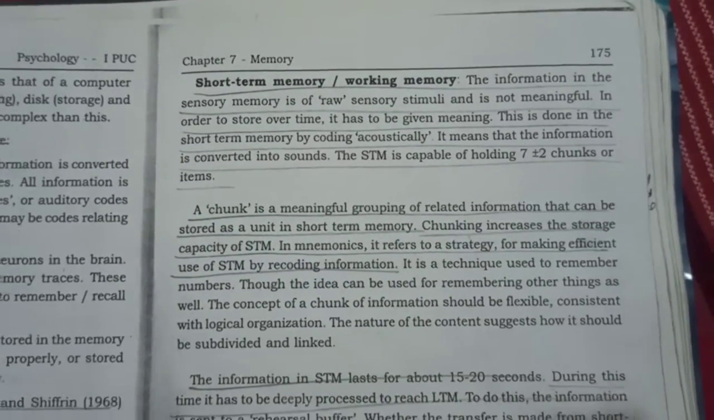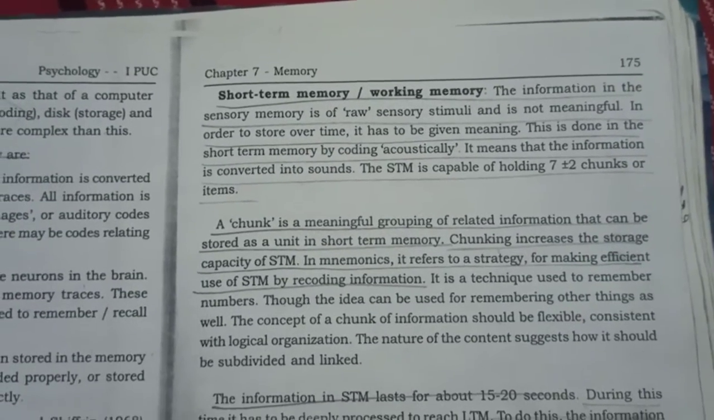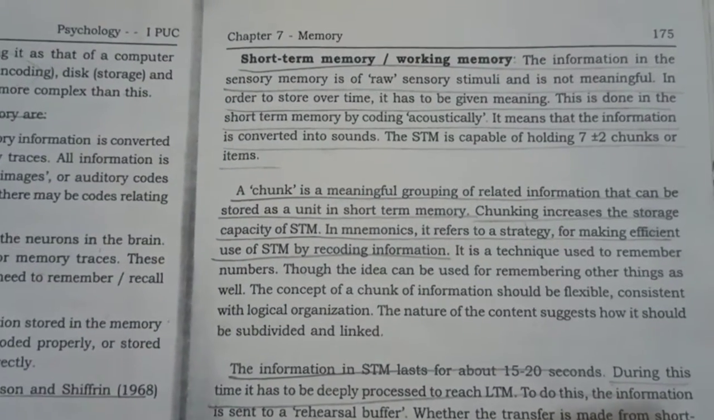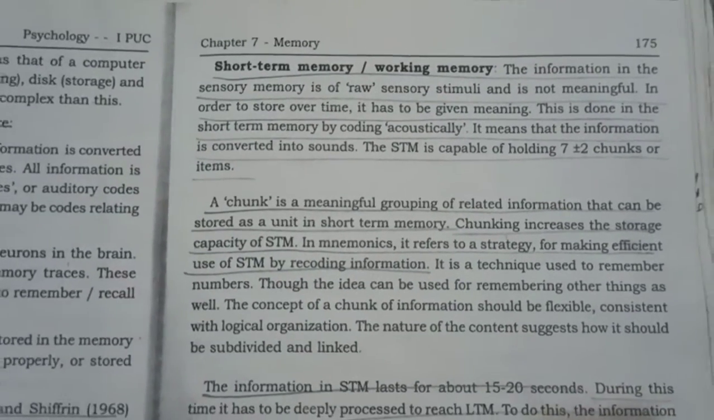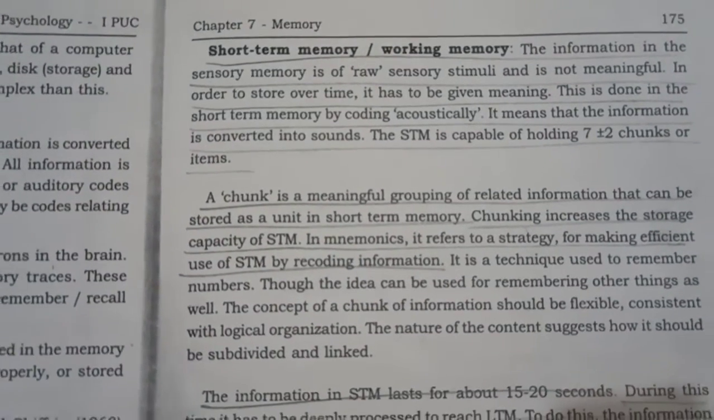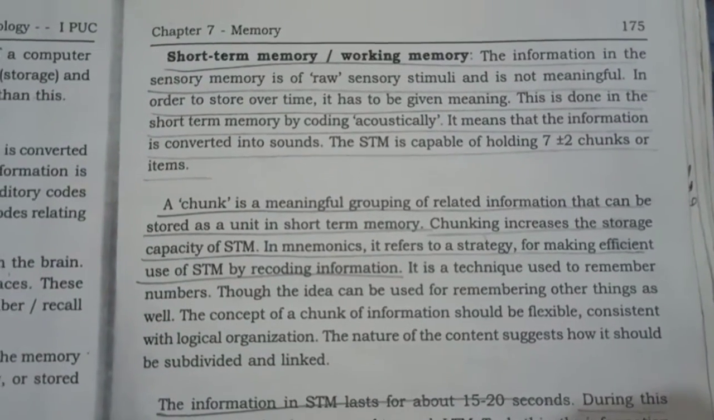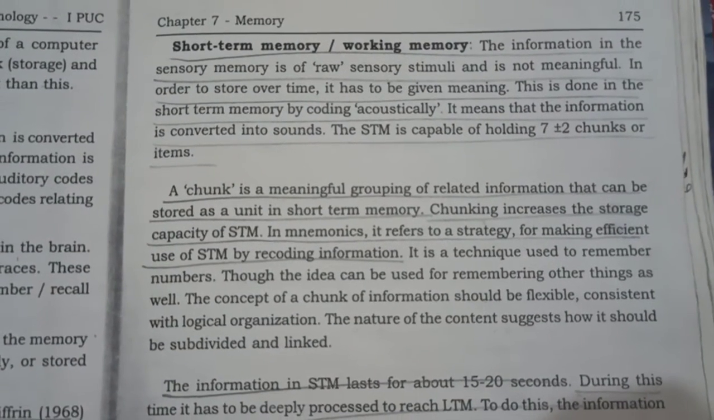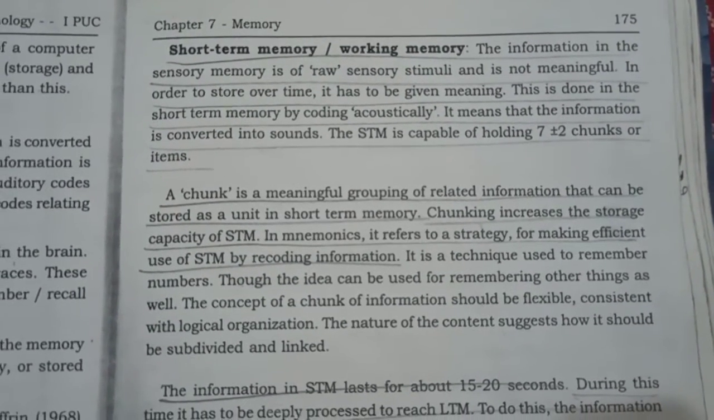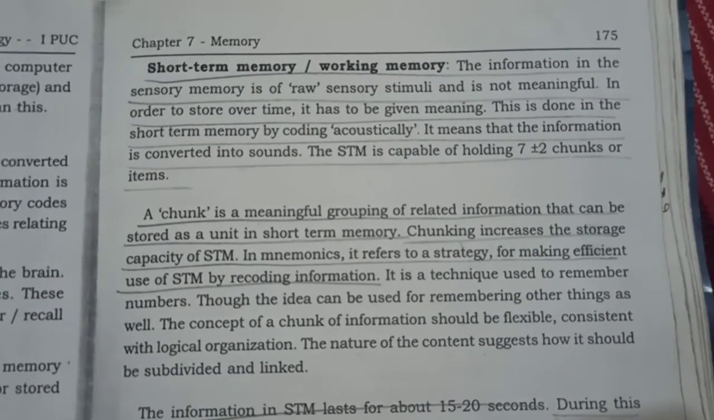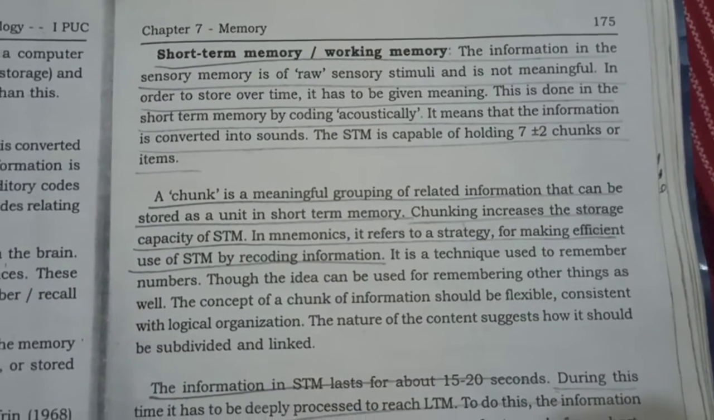So the information which you collect in sensory memory is just for the time being, and it will not have any meaning, it is just raw. But if it has to last over time, it has to be given meaning, and this is done in short term memory. You have to convert it into sounds, and short term memory is capable of holding information for some time, and it will grasp and record 7, 8, or 9 items.